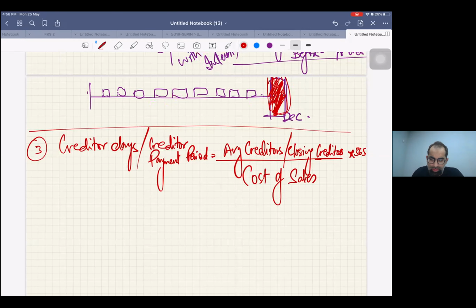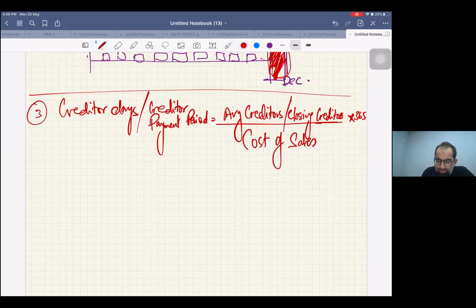In simple terms, listen, we use average creditors when opening and closing creditors both are given. Look at me, you have done two consecutive ratios. When opening creditors and closing creditors are given, then what we do, opening creditors plus closing creditors divided by 2, we get average creditors. But what if opening creditors are not given? Then we have only one option. Then we use closing creditors divided by cost of sales into 365.